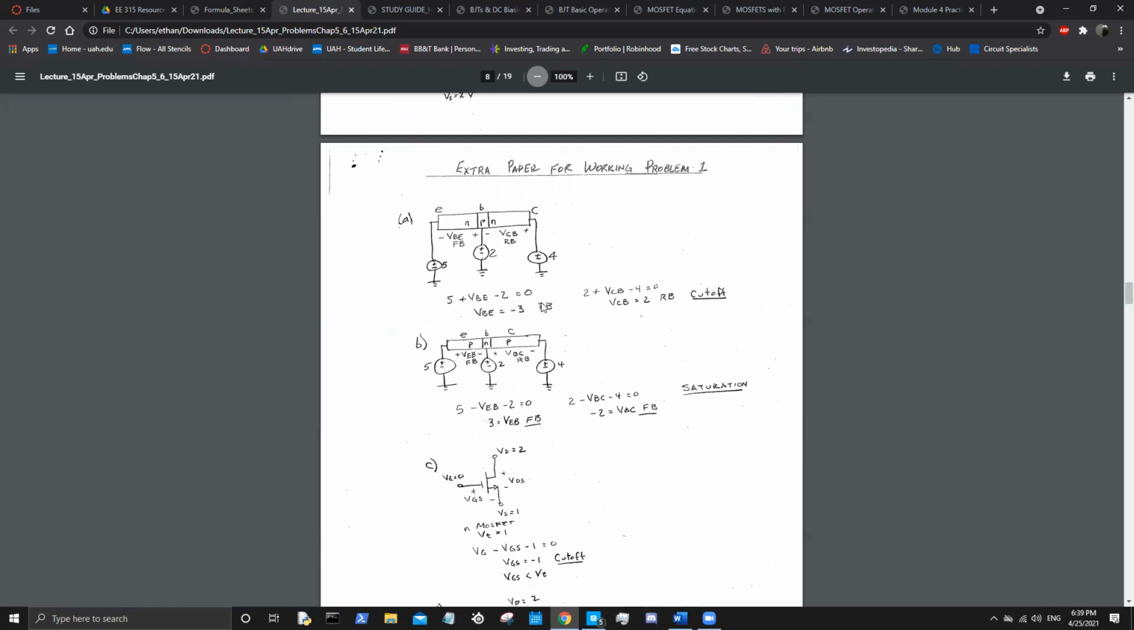Okay, cool. There's also a chart in the book that says if they're both reverse biased, it's cutoff. If they're both forward biased, it's saturation. There's a fourth one that I can't remember.